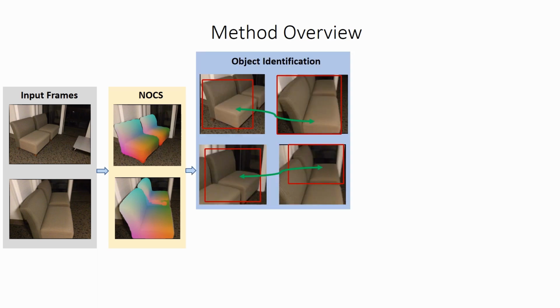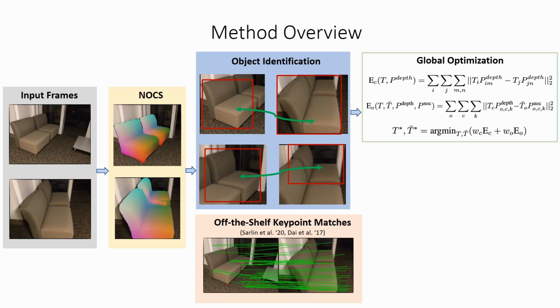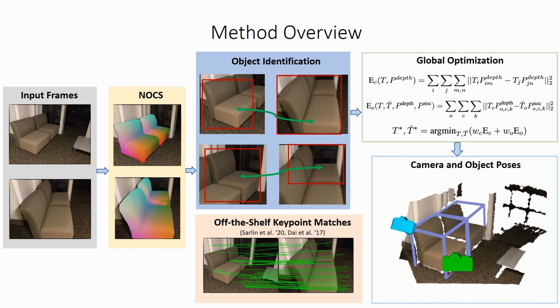Then, to associate frames, our method leverages semantic identification of object instances across frames using a metric learning approach. Combining our method with off-the-shelf feature matching, we formulate a joint energy minimization that optimizes global 9-degree of freedom object poses alongside 6-degree of freedom camera poses.